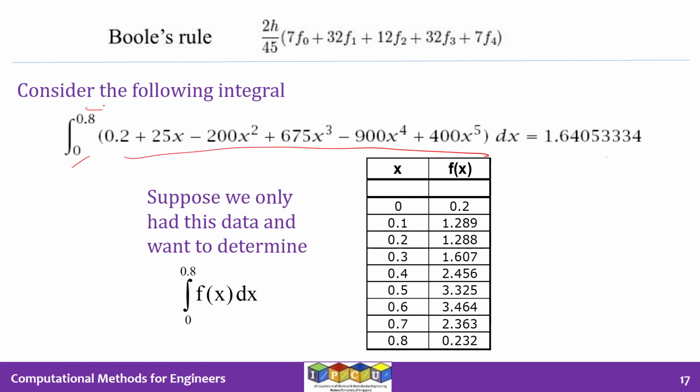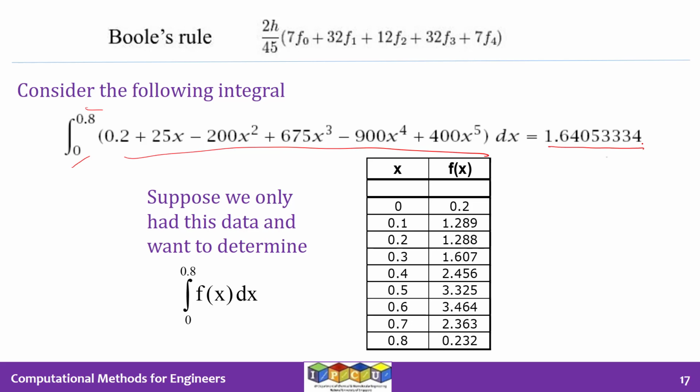Now, if you take this function and integrate it between 0 and 0.8, we could do it by hand because it's a simple polynomial. We have done similar things in high school or in our first year calculus course. So you will get the answer to be this, 1.64053334. That's the so-called correct value of the integral. So this is the true value.